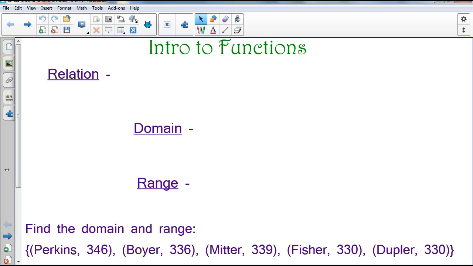Welcome to our intro to functions. We're going to start with three vocab terms: relation, domain, and range. Key terms of talking about functions.